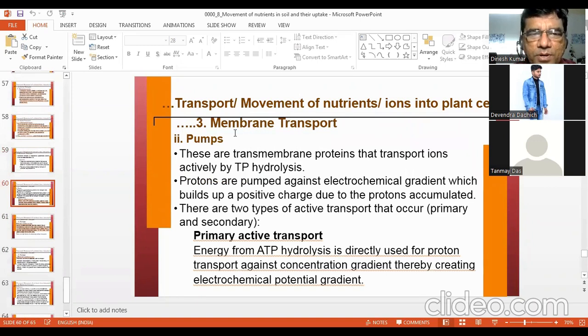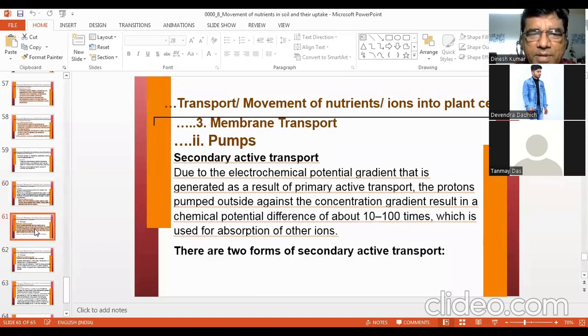Then membrane transport with the pumps. These are transmembrane proteins that transport ions actively by ATP hydrolysis. Protons are pumped against the electrochemical gradient, which builds up positive charge due to protons accumulated. There are two types of active transport. One is primary active transport. Energy from ATP hydrolysis is directly used here.